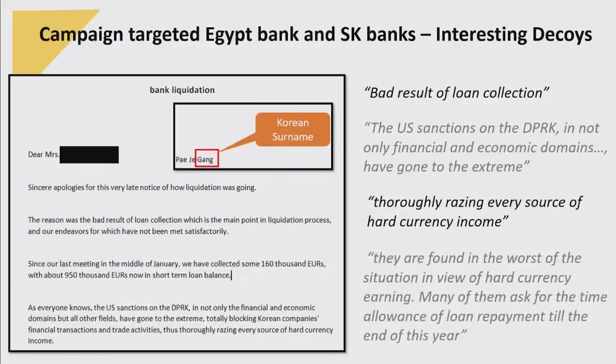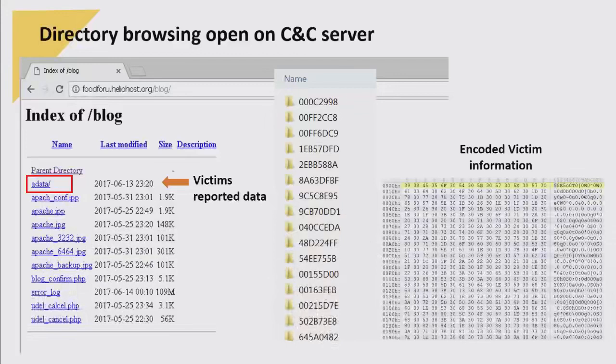reinforces our hypothesis. And when we connected to the compromised website, we found that directory browsing was not prohibited, so we could see the files on it and download some data from the server. Among all the files, we found a folder named A data, and in this A data there are several different folders. If you pay attention, you will see these are actually the victim IDs, and inside each folder it contains some victim data that looks like this.